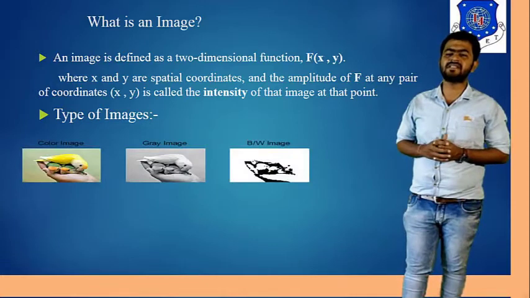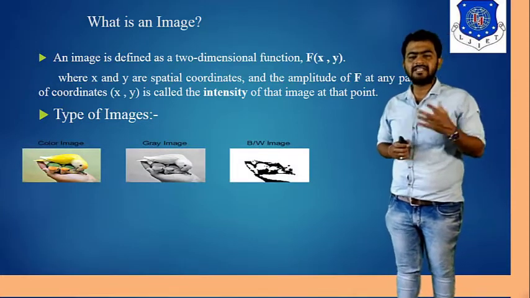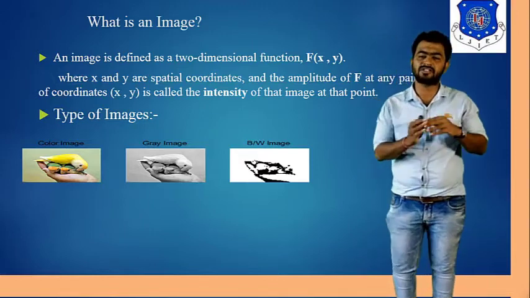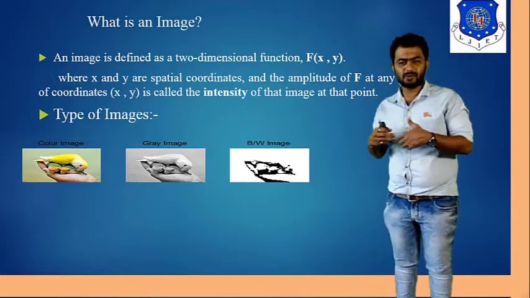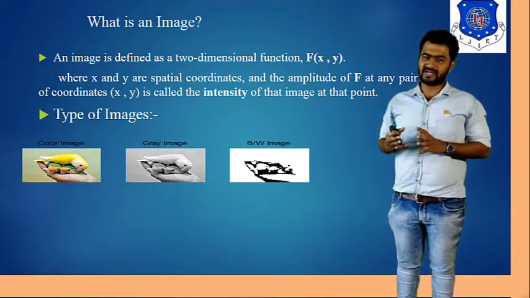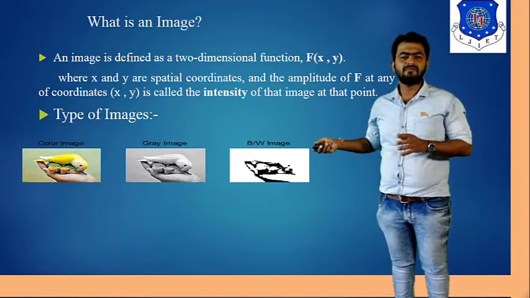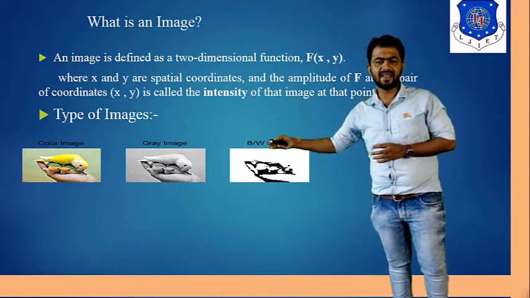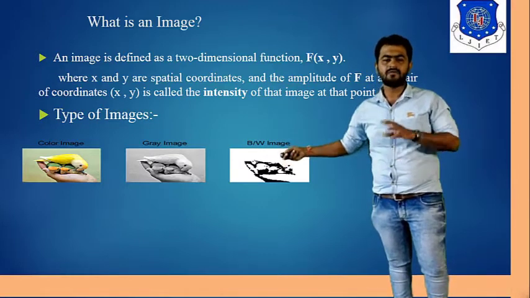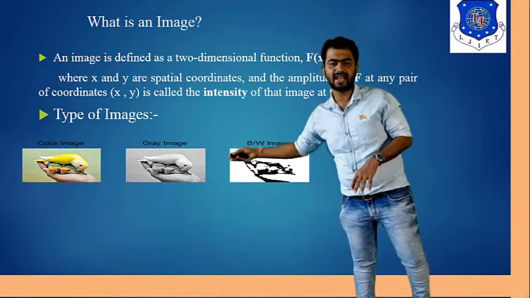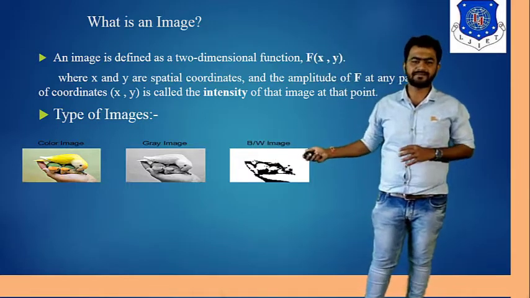Now, types of images. Ultimately we are discussing three basic types: color images, gray images, and black and white images, right? As you can see in this diagram, we have a color image, gray image, and black and white image. We have only one image, and with the help of MATLAB programming, we convert the color image to gray and gray to black and white.